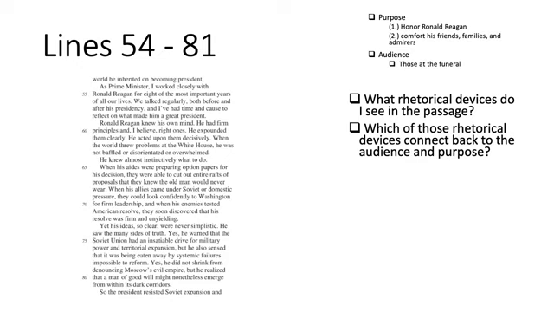When his aides were preparing option papers for his decision, they were able to cut out entire rafts of proposals that they knew the old man would never wear. When his allies came under Soviet or domestic pressure, they could look confidently to Washington for firm leadership. And when his enemies tested American resolve, they soon discovered that his resolve was firm and unyielding. Yet his ideas, so clear, were never simplistic. He saw the many sides of truth.